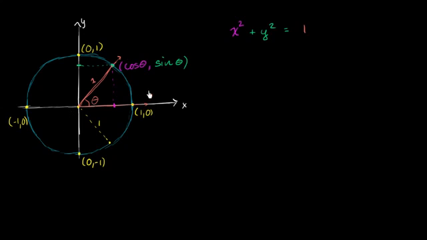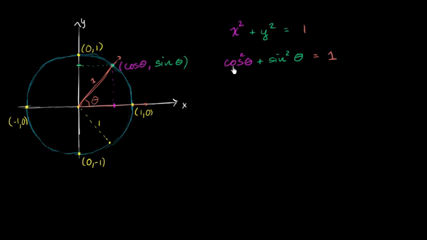Well, we've already said that we're defining cosine of theta as the x-coordinate of this point, and we're defining sine of theta as the y-coordinate of this point, and this point is sitting on the circle. It has to satisfy this relationship right over here. So that means cosine squared of theta plus sine squared of theta needs to be equal to 1, or sine squared theta plus cosine squared of theta needs to be equal to 1.